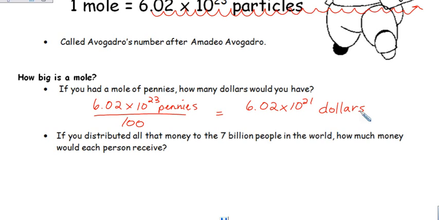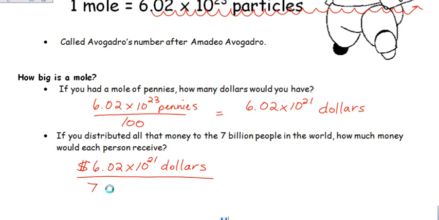So now put this in perspective. Starting with a mole of pennies, we converted it to dollars. It's still astronomically large. What if we distributed that mole of pennies amongst every single person on the face of the earth? Assuming that maybe there's 7 billion people. I don't know the current world population. How much money would each person receive? I don't know. Let's figure it out. So let's start with our dollars. Let's say we had 6.02 times 10 to the 21st dollars. And we divide that by 7 billion people.